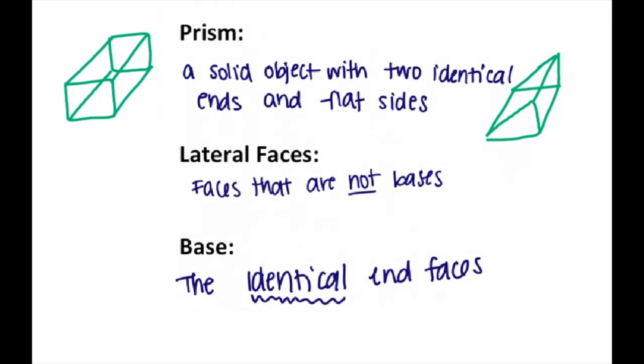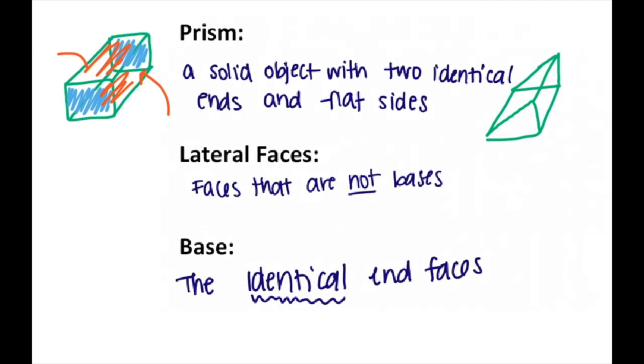So we're coming back from the video. There's a couple names. The lateral faces are the faces that are not the bases. In the ones I drew here, the rectangles on each side that we stretched out, those are the bases. That's the identical end faces. And all these other sides, this side right here, this bottom right here, every other side is called the lateral face.